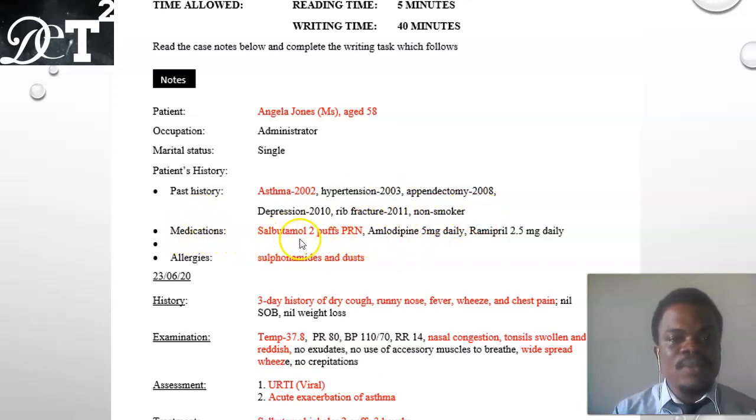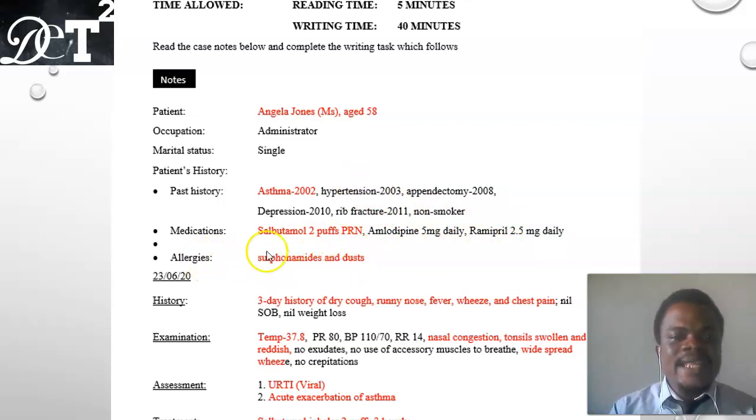Medication, patient is on salbutamol for this asthma, so we'll add this salbutamol. It's on amlodipine and also on ramipril. These drugs are not relevant to us, so we'll exclude them because they are used for treatment of hypertension, and we do not even have hypertension in the first place.